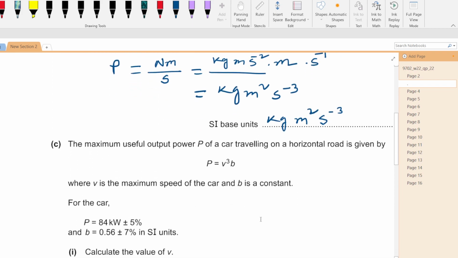Part C, the maximum useful output power P of a car traveling on a horizontal road is given by P equals to b v cubed, where v is the maximum speed of the car and b is a constant. For the car, P equals 84 kilowatt plus minus 5%, and b equals 0.56 plus minus 7% in SI units. Calculate v.